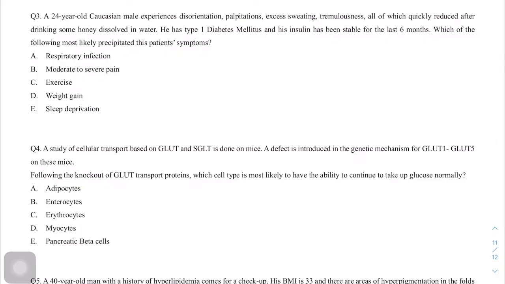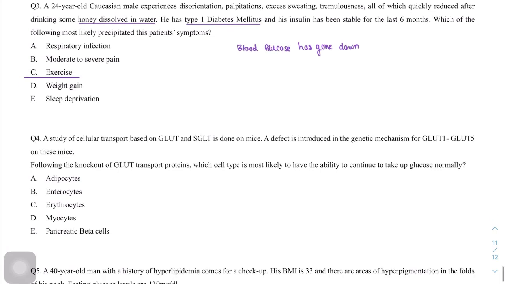The question is about a 24-year-old Caucasian male experiencing disorientation, palpitations, excess sweating, and tremulousness, all of which quickly reduced after drinking some honey dissolved in water. That is basically sugar in water. He has type 1 diabetes mellitus and his insulin has been stable for the last 6 months. Which of the following most likely precipitated this patient's symptoms? So what has happened here is his blood glucose has gone down. So then there is exercise as the answer, which most likely corresponds to this.